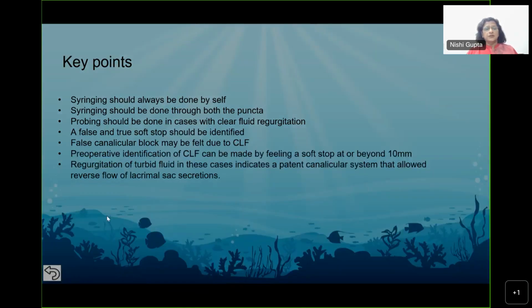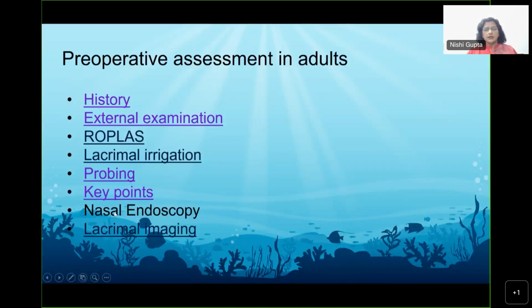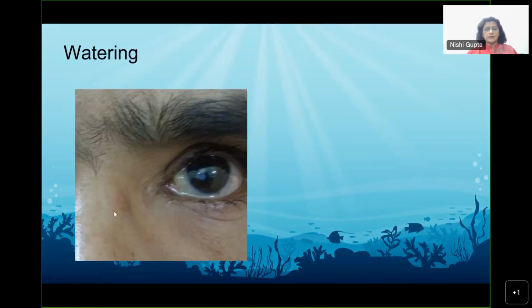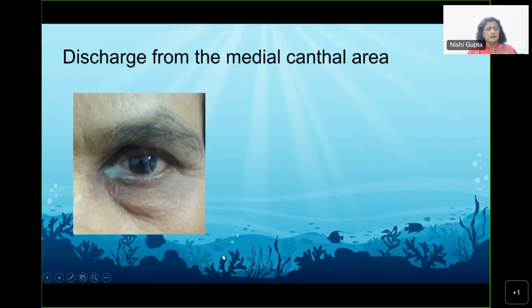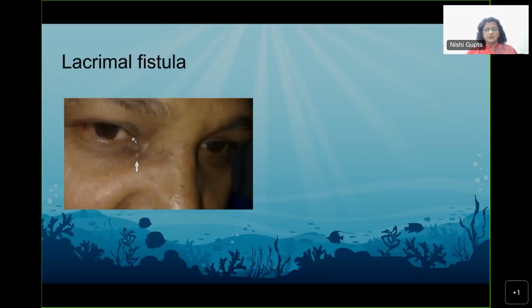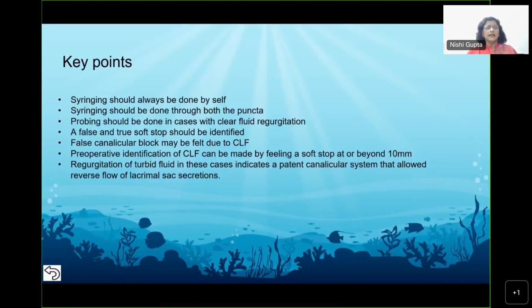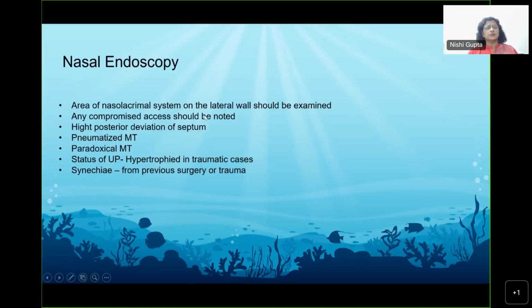The next point in preoperative assessment is nasal endoscopy. I have not added a lot of diagrams into it because we as ENT surgeons, we have seen a lot of endoscopic pictures. What is important for us is that the area of the nasolacrimal system should be examined on the lateral wall.